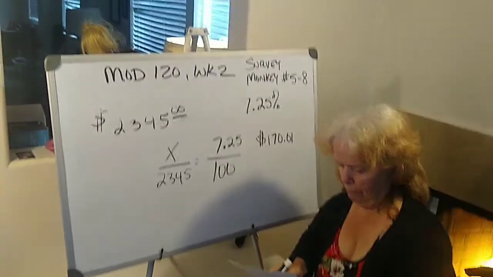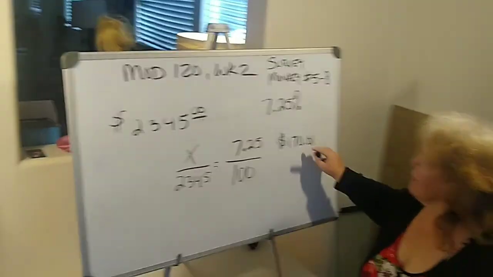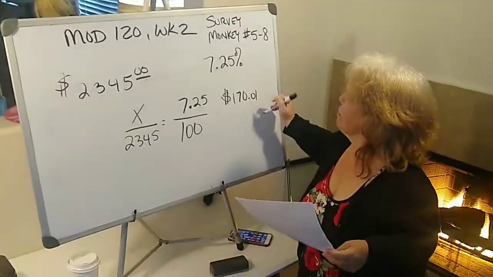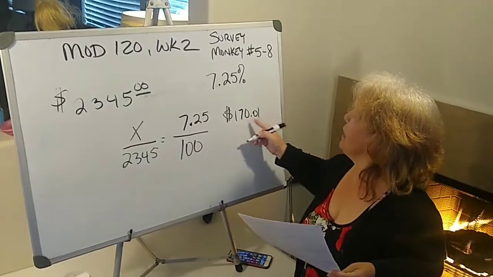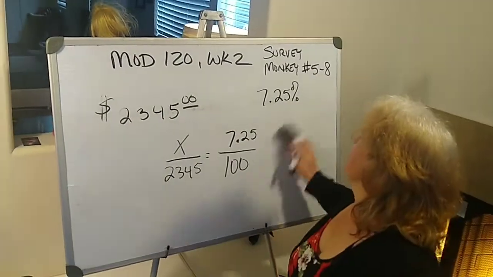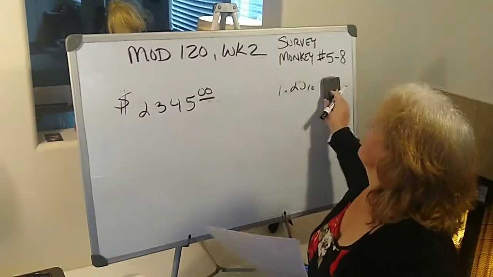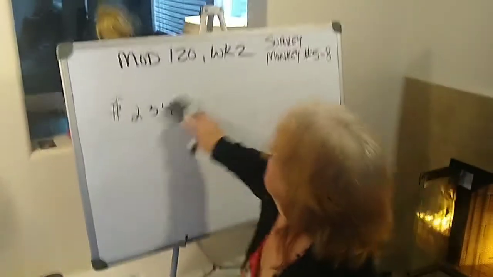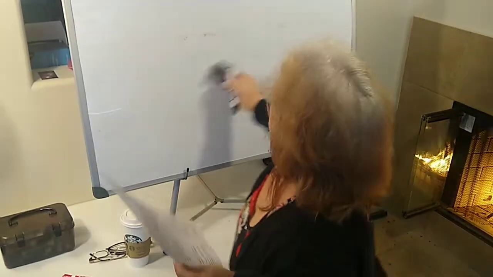Okay, so that's the answer to number 7. How much is she going to pay in sales tax? That looks like a 6, but that should be a 0. 170.01. Okay? All right. Let's do another one. Number 8.